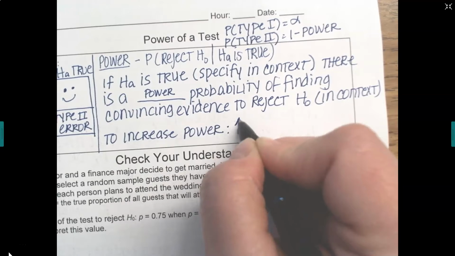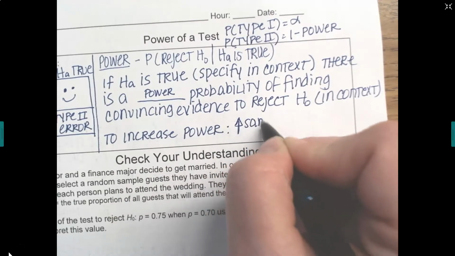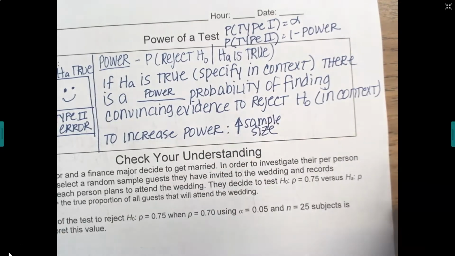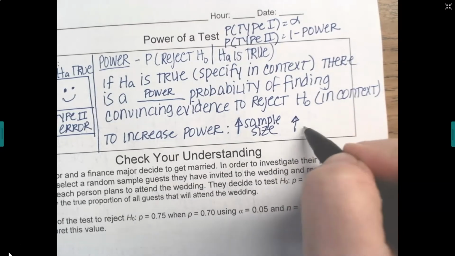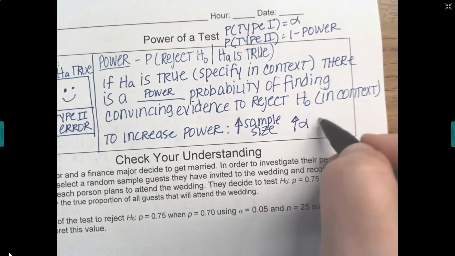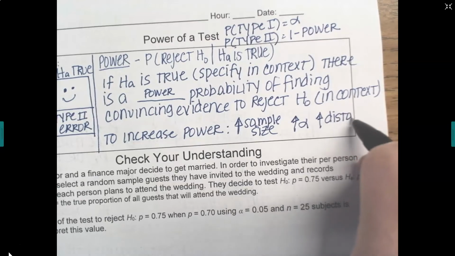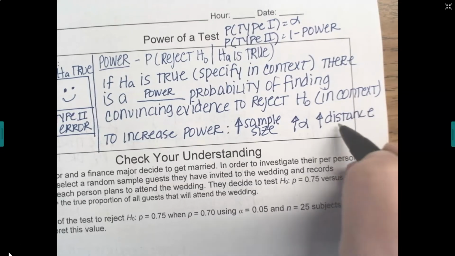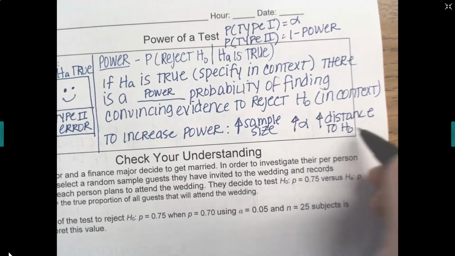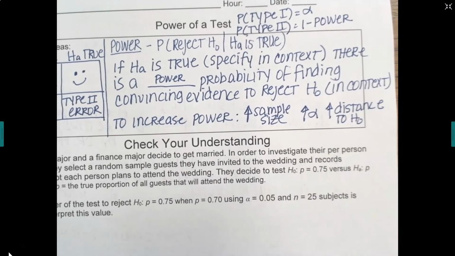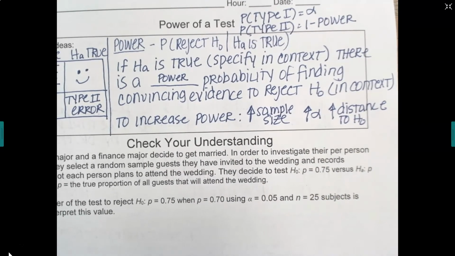Okay, so to increase power, you could increase your sample size. You could increase your alpha, or you could increase your distance to the null. It's easier to pick up a difference the further away it is, and that's what the whole purpose of power is, being able to see a difference in the data.